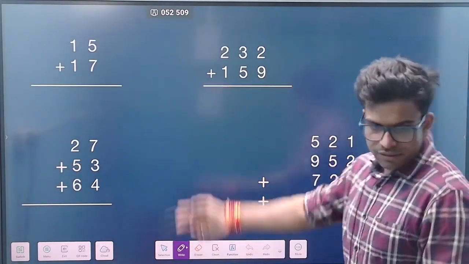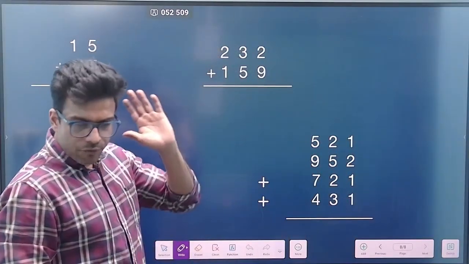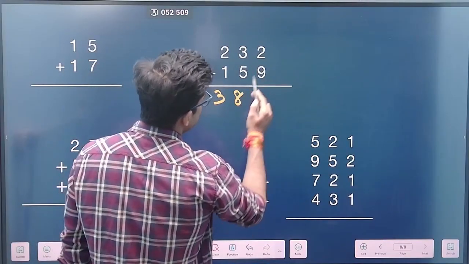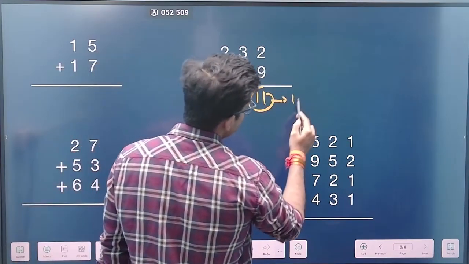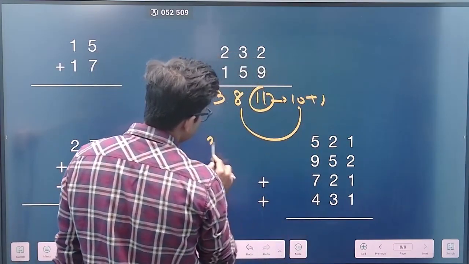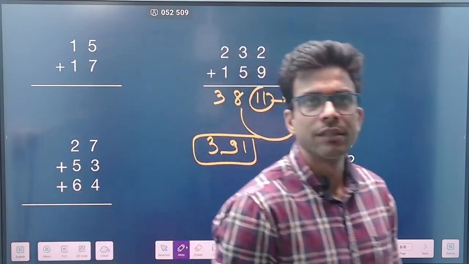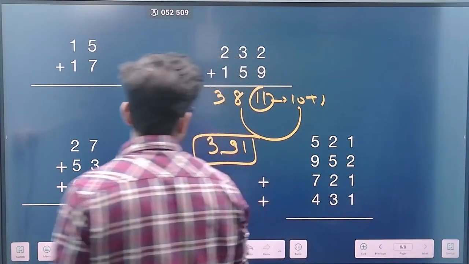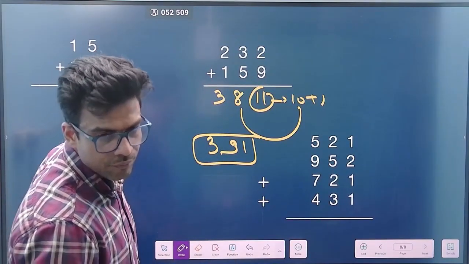These numbers are very easy, so I would not solve these. Let me solve this one. Always add from left to right. So 2 plus 1 is 3, 5 plus 3 is 8, and 9 plus 2 is 11. 11 is 10 plus 1, so again you shift 1 here. So this becomes 391. You can check yourself. In every method I am breaking the number and then making you solve. Please confirm, I hope this is clear.